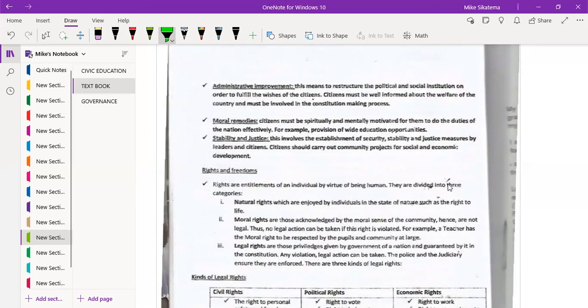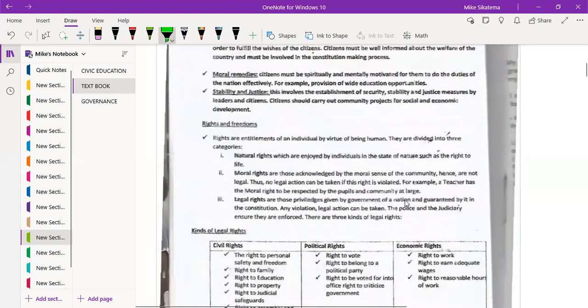constitution making process. There should be some moral remedies also, like education opportunities, where you're actually increasing the intelligent quotient of the citizens within the country through certain educational campaigns. Stability and justice, free and fair elections. This involves the establishment of security, stability, and justice measures by leaders and citizens.